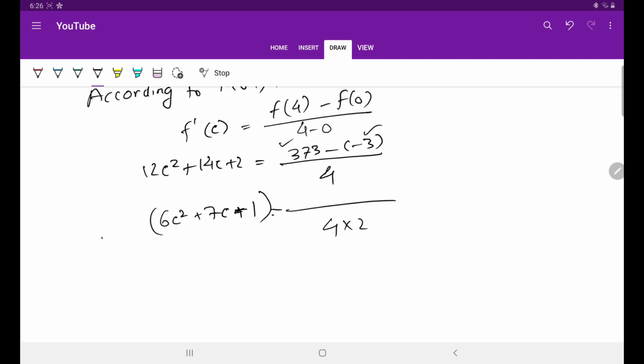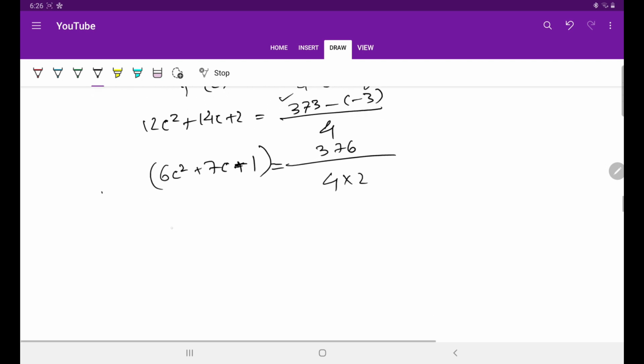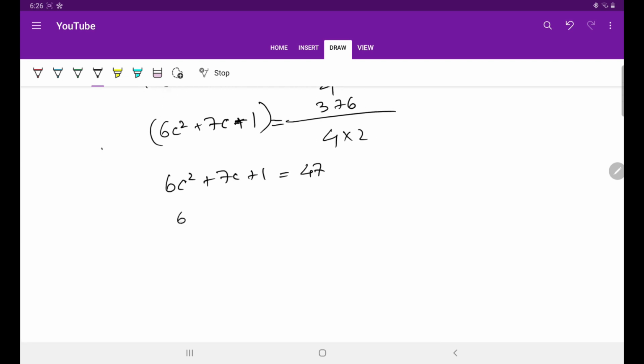Okay, so this one is 376. Now what I have is 6c square plus 7c minus 46 equal to 0, right?